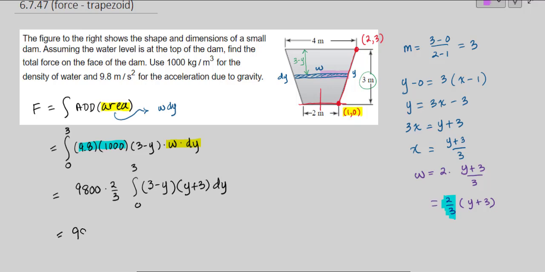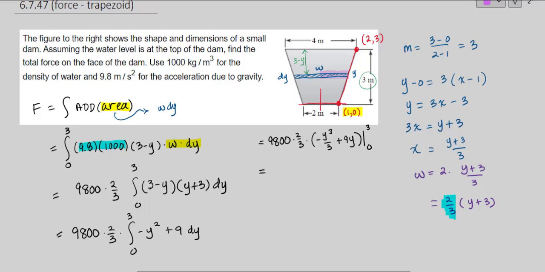Let's go ahead and we'll just leave these constants as is for now. Maybe something will simplify in a bit. So the inside of this integral will become negative y squared plus 9 times dy. The inner and the outer are going to cancel there. So let's come up here. We will have 9,800 times 2/3. And then we're going to integrate. We will get negative y cubed over 3 plus 9y. And the limits of integration there will be 0 to 3.